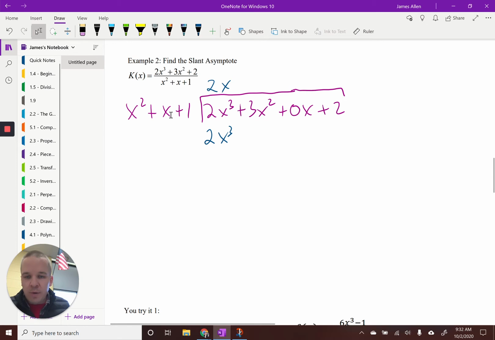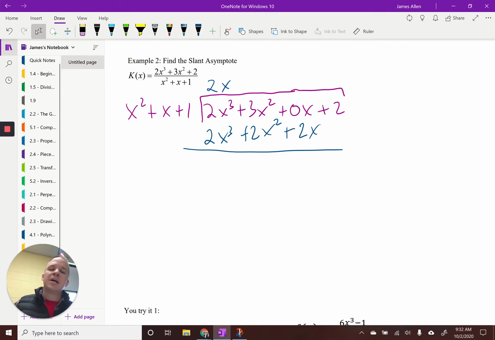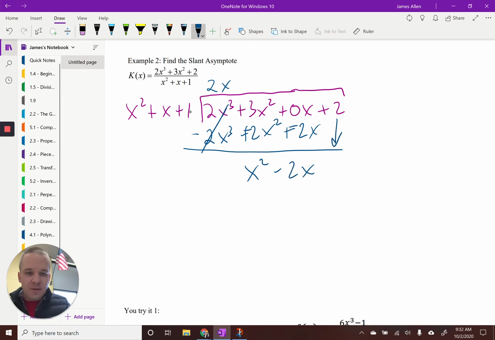And then I just multiply to the x and I get 2x squared, and then I multiply to the 1 and I get 2x. Now I'm going to draw my line and I'm going to subtract. So I got a nice little rhyme. You ready? Draw a line, change the sign. Make them all subtraction, subtraction, subtraction. That's going to cancel. I'm going to be left with x squared and then negative 2x. And then I'm going to drop down that 2.